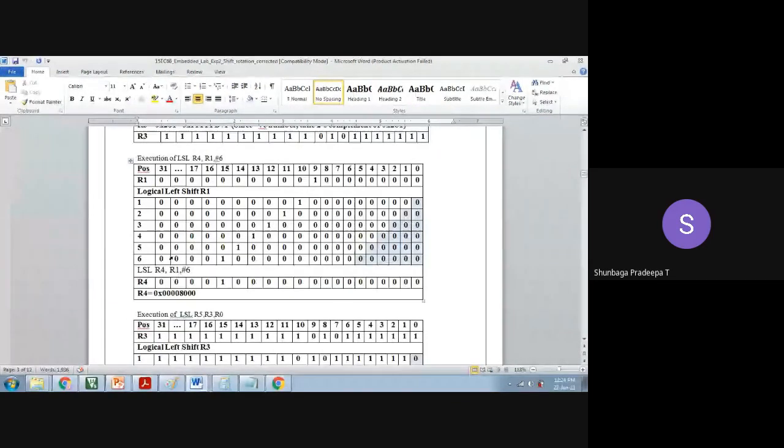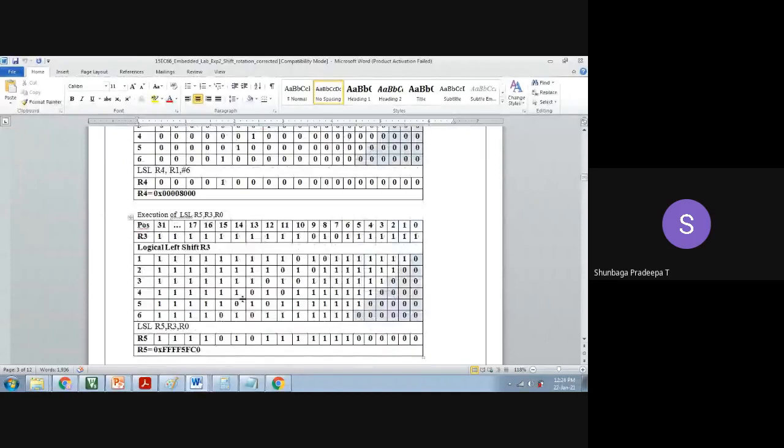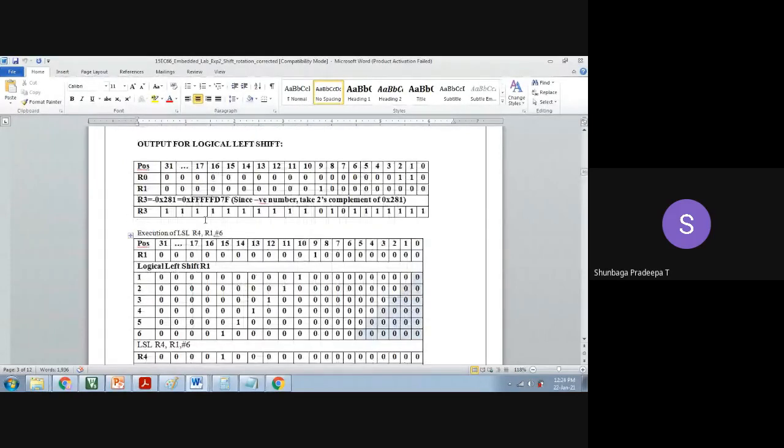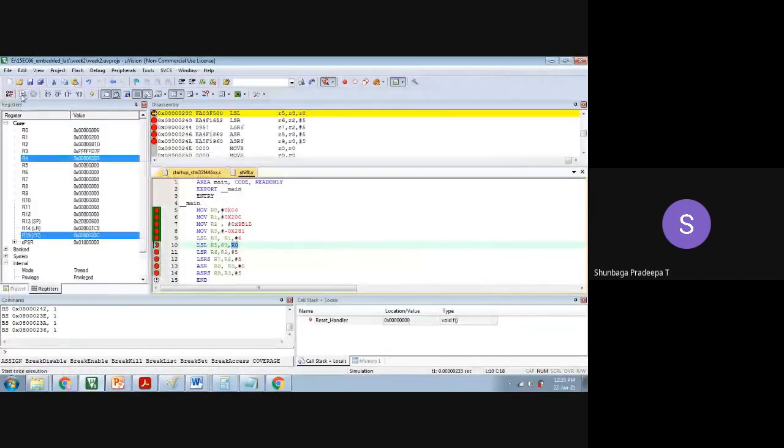Okay. So we have taken this as 281. So your R3 value will be this. This you have to shift it 6 times and you have to get the result. Okay. So if you do that, what happens is that your R5 is now loaded with FFFF 5FC0.